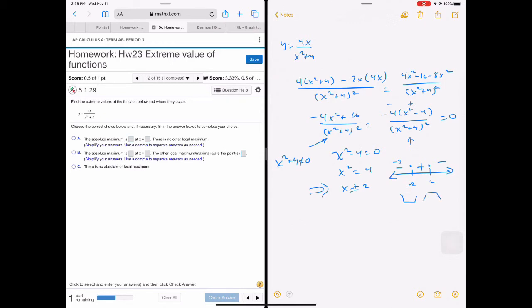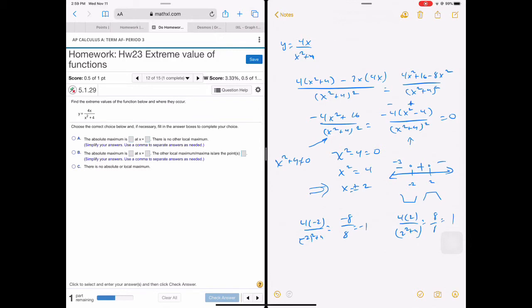If I plug in -2 to my original function, 4 times -2 over -2 squared plus 4, that's -8 over 8, which is -1. On the right side, if I plug in 2, 4 times 2 over 2 squared plus 4, 8 over 8 is again equal to 1. Okay.